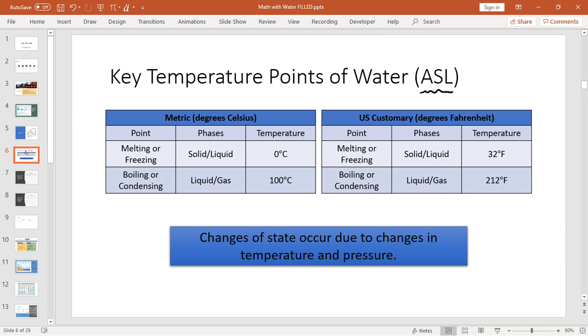If you take that over to degrees Fahrenheit, our melting or freezing point is 32 degrees Fahrenheit, and our boiling or condensing point is 212 degrees Fahrenheit. And here I've said this is when we boil or we melt, but those happen at different temperatures. As you increase the temperature by adding heat, that's when you change state, or you can also induce a change of state by changing the pressure in the system.